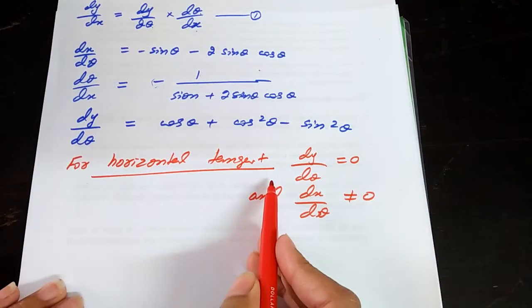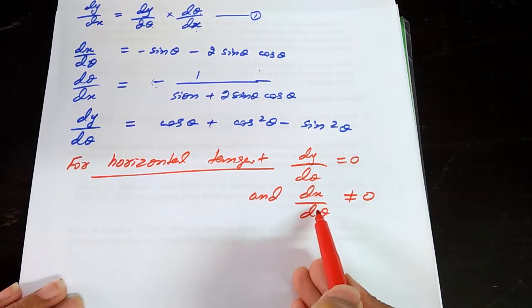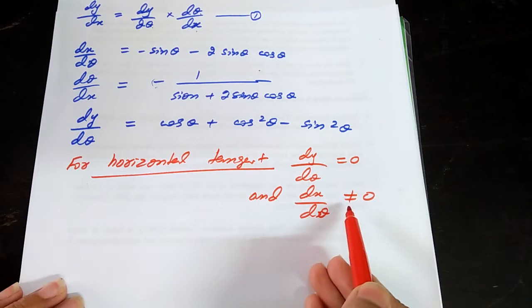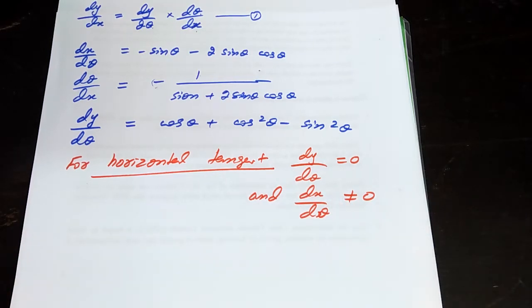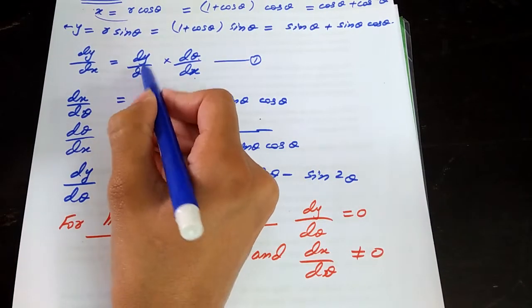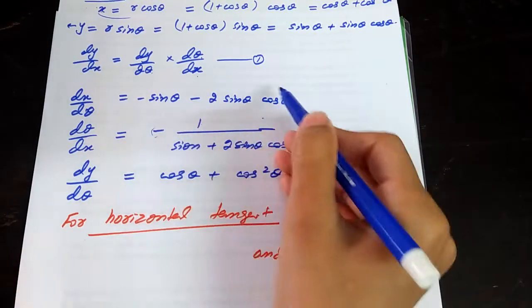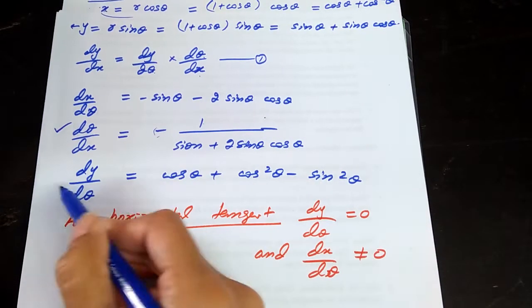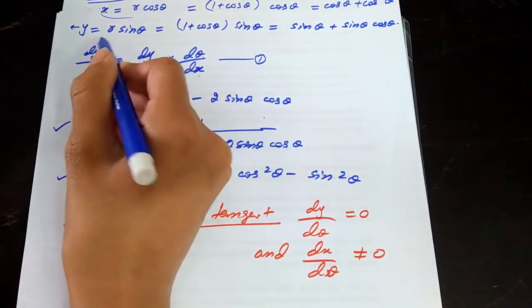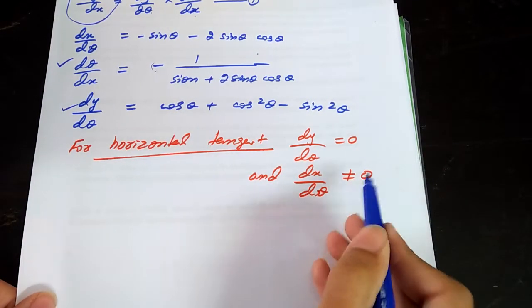For horizontal tangent, we know that dy by d theta equals 0 and dx by d theta will not be equal to 0. So for that purpose, this will be dy by d theta over d theta by dx. From there, if we use the values of d theta by dx and dy by d theta in equation number 1, we will get the value of dy by dx. Now for horizontal tangents, dy by d theta is equal to 0 and dx by d theta cannot be equal to 0.